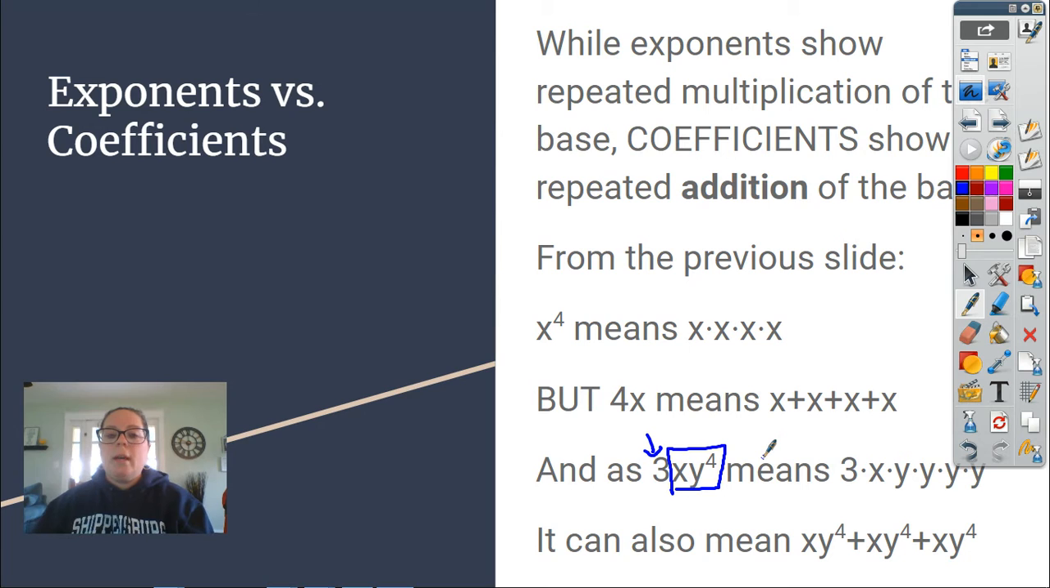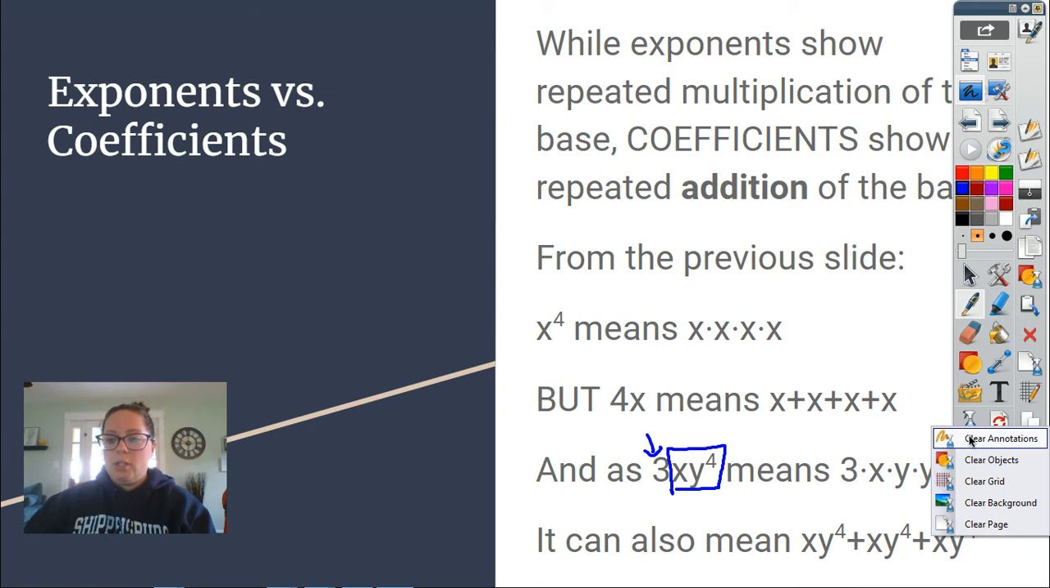Okay, so keep in mind that coefficients and exponents, they're totally different. They say something totally different about your expression. Exponents show repeated multiplication. Coefficients show repeated addition. That is important to know. And also the operations with them are going to be quite different.